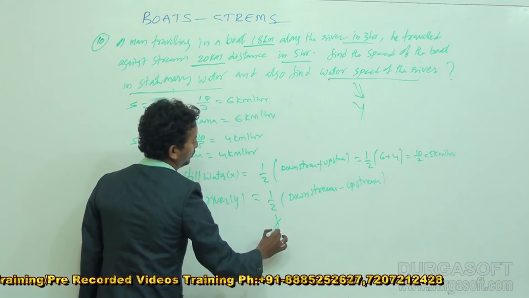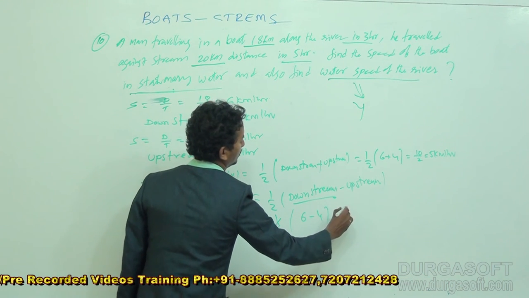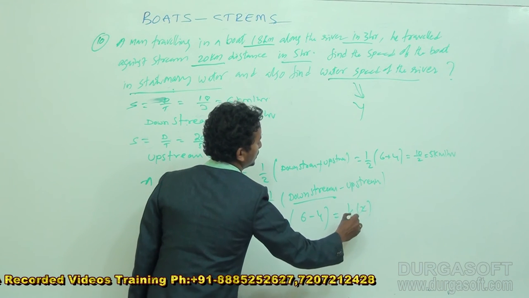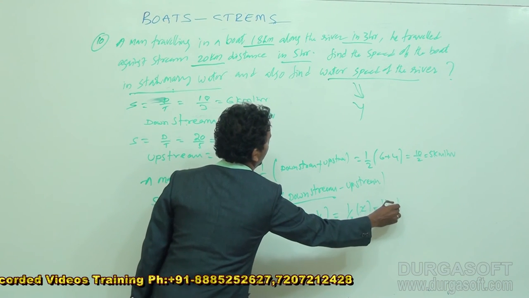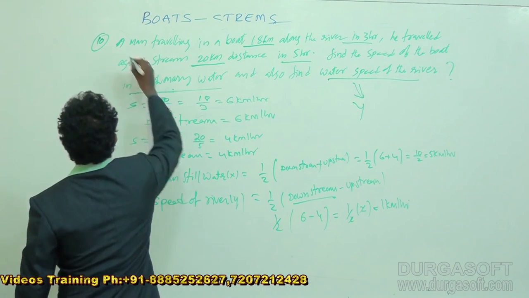So here, 1 by 2 of downstream, what is the downstream? It is given: 6 minus 4 is equal to 1 by 2 of 2, which is equal to 1 kilometer per hour. This is the traveling boat. This is very, very important.